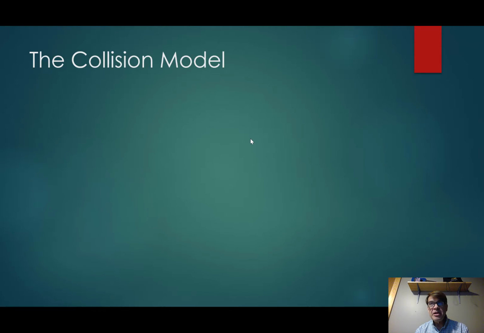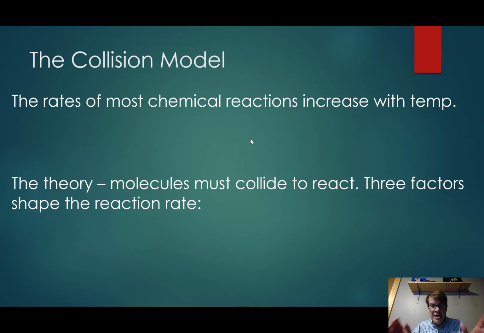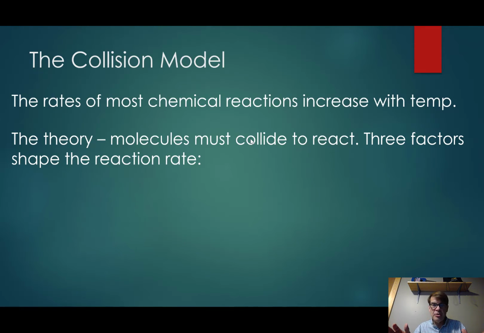So basically, we assume what's called the collision model in figuring this out. Basically, the rates of most chemical reactions increase with temperature. Why? Because things are moving faster and there's more collision. So an increase in collision. So the assumption here is that a collision has to take place in order for molecules to react.